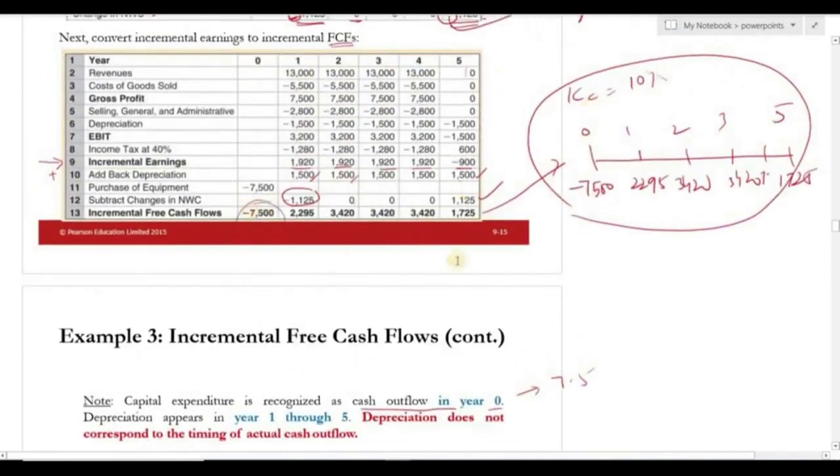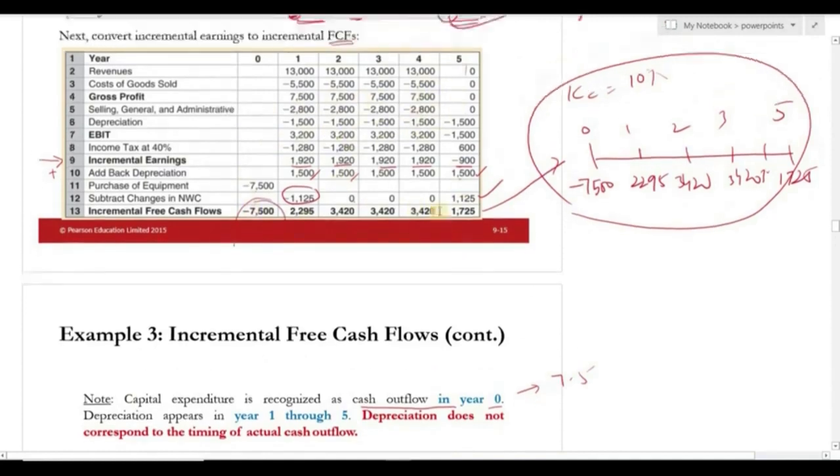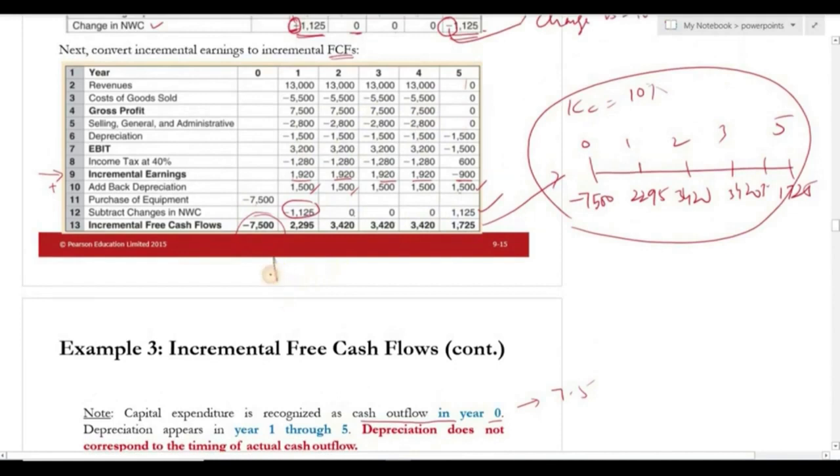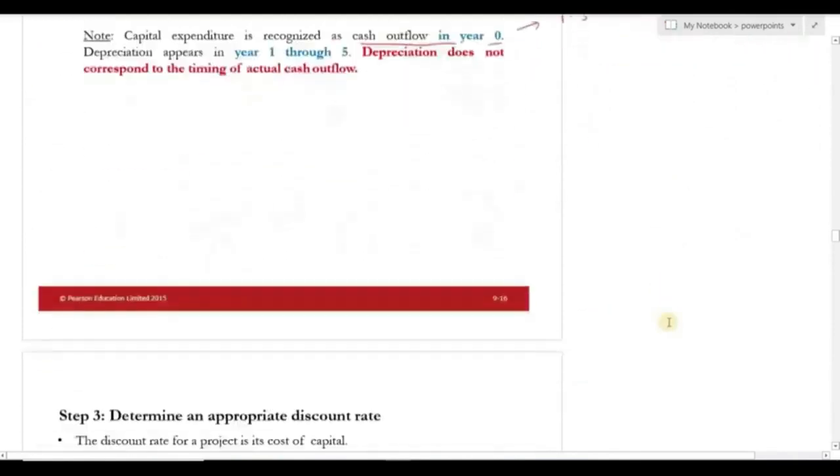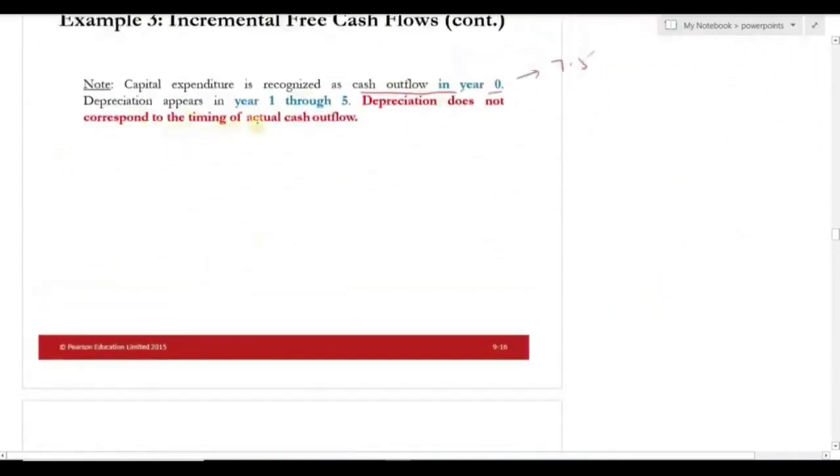So that is 7.5 million here. Okay, so it is an outflow, but if it happens anywhere in between, in the interim cash flows, it means we have to adjust. So you can see that this is the initial cash outflow, these are the interim ones, and this is the terminal one. Depreciation does not correspond to the timing of the actual cash flow. Of course, the actual cash flow could happen only for 4 years, but depreciation will proceed for 5 years because it follows the asset's life.